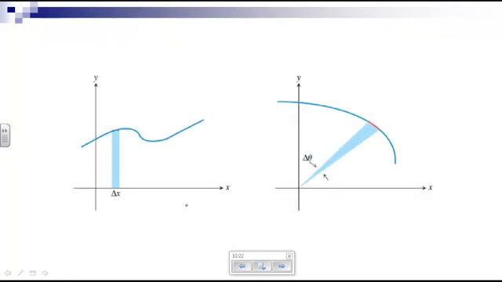Skip that one. We've got to get to this one. Because we do have to hit this last bit of calculus having to do with polar coordinates. All right?